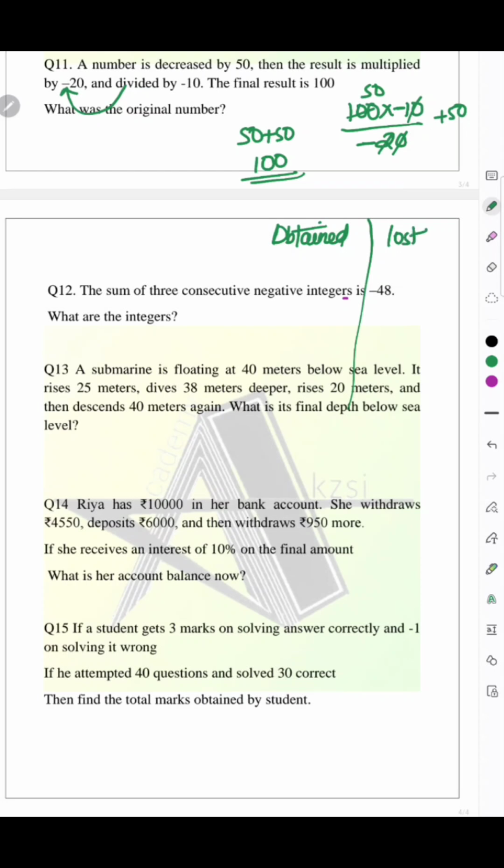So in total he attempted 40 questions, and in that he got 30 correct. That means he obtained marks for 30 questions, and obviously for each correct one he obtained 3 marks. So he obtained 90 marks, but he lost some marks where he did 10 questions wrong. Each one cost him minus 1, so it's minus 10. So he gained 90 but lost 10. So the final is 80. The total marks he gained was 80.